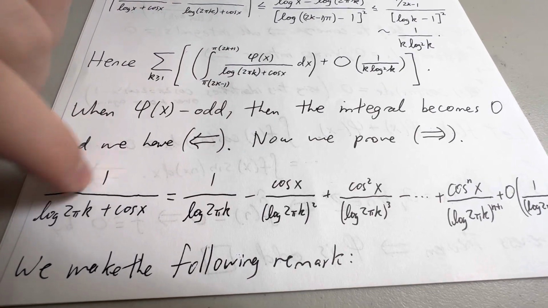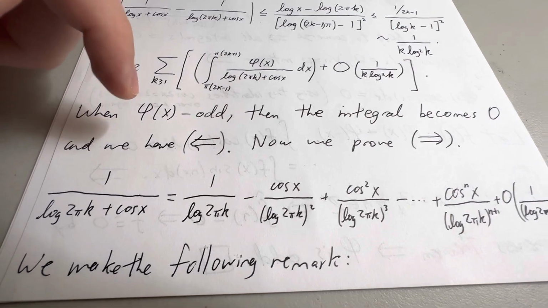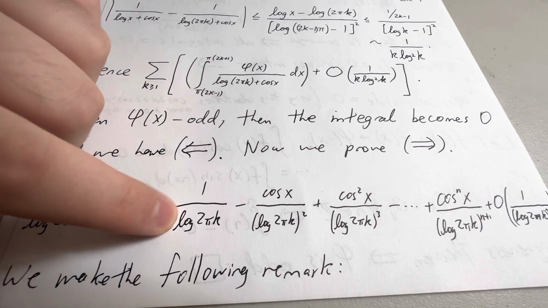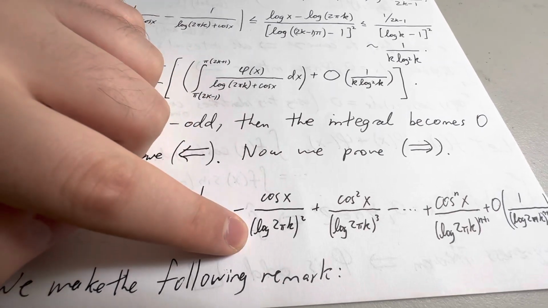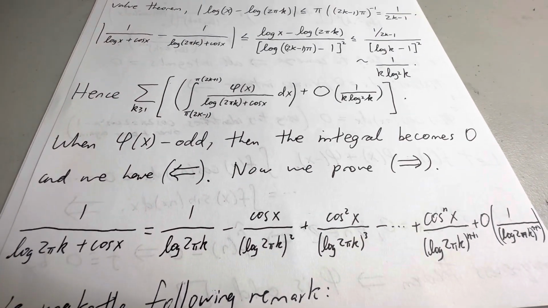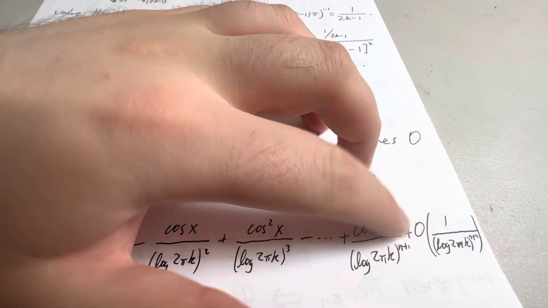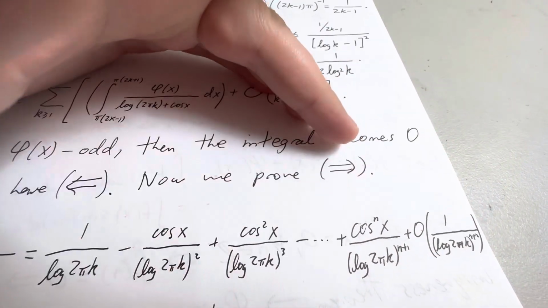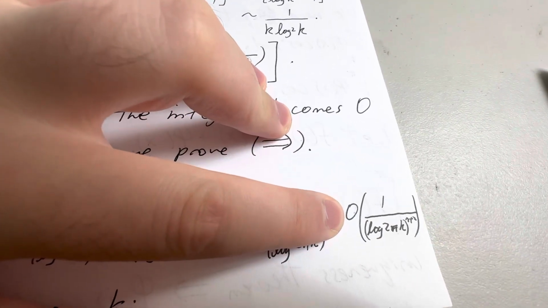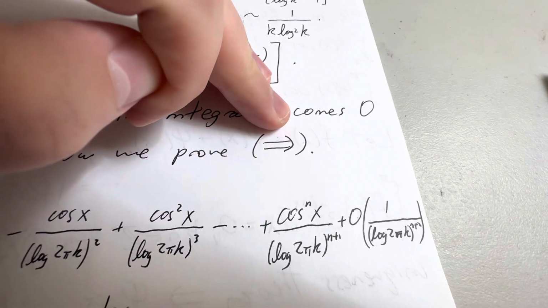But we have 1 over log 2 pi k plus cosine x, and then we want to rewrite it as a Taylor series expansion. So you have 1 over log 2 pi k minus cosine over the square of the denominator plus cosine squared over the cube of the denominator. And you just keep going on and on up until you get to this error term. So you go up to n, whatever n is. And then you have this remainder term, big O of 1 over log 2 pi k to the n plus 2 power.